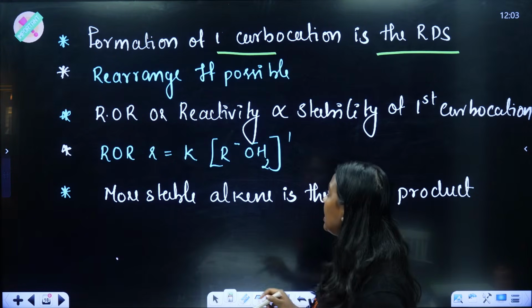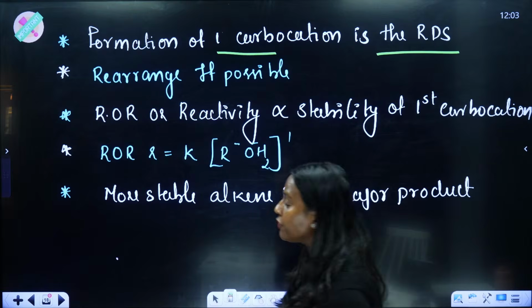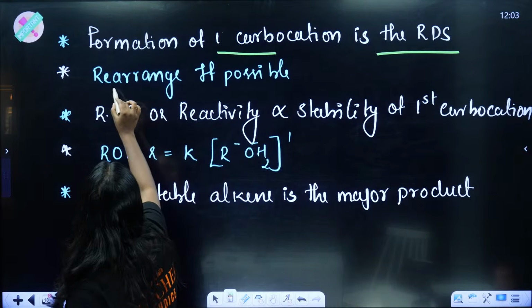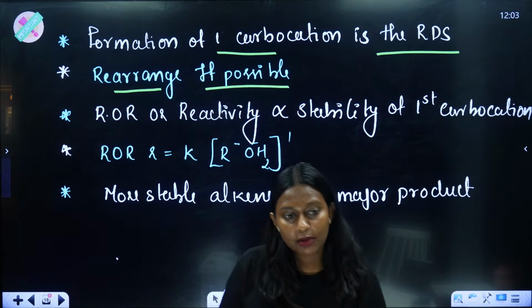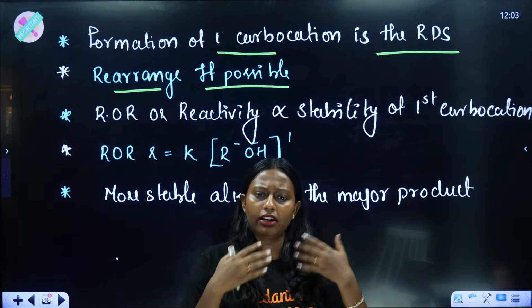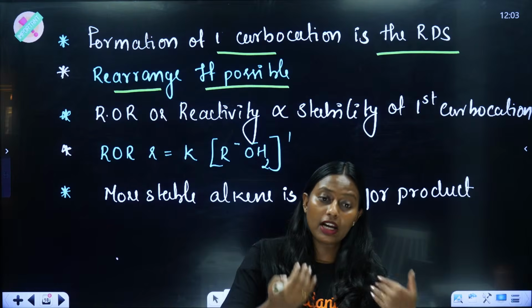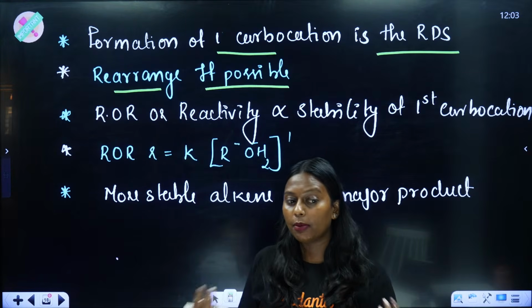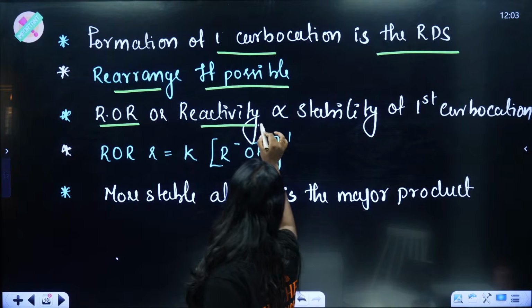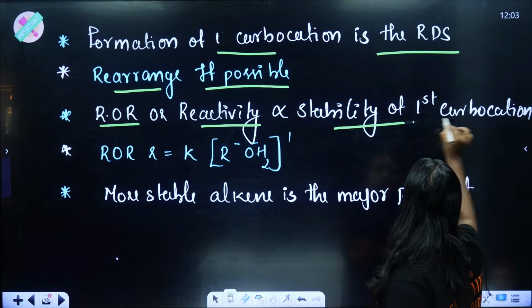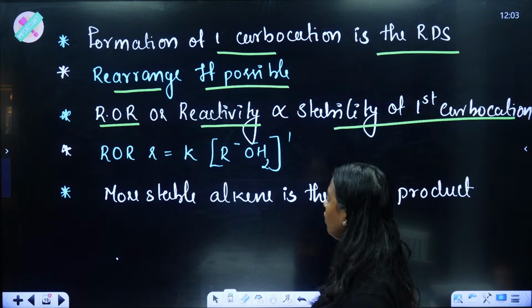So that is actually the rate determining step. Next, rearrange if possible. If rearrangement is possible, you can rearrange. We know that tertiary is more stable, then secondary, then primary; you can check alpha carbons. And the rate of reaction or reactivity is directly proportional to the stability of the first carbocation.